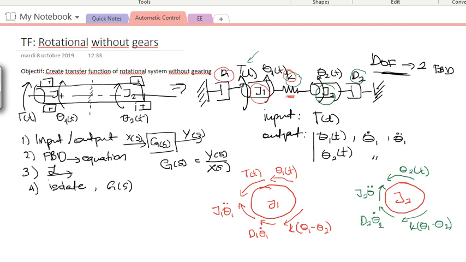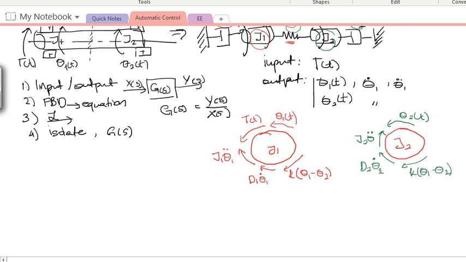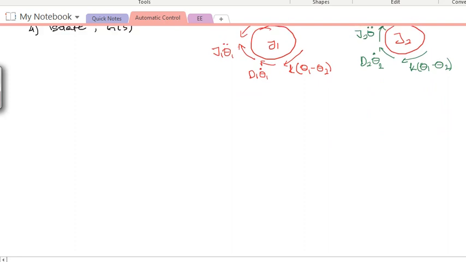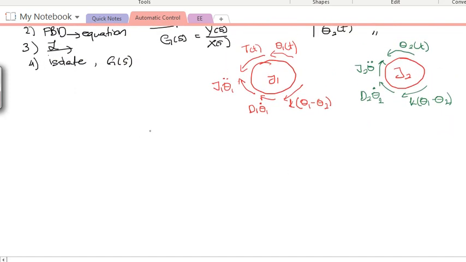So now it's easy. What we need to do now is to write the equations that come out from your FBDs. Okay, so there will be equations. Now I change back to black markers.